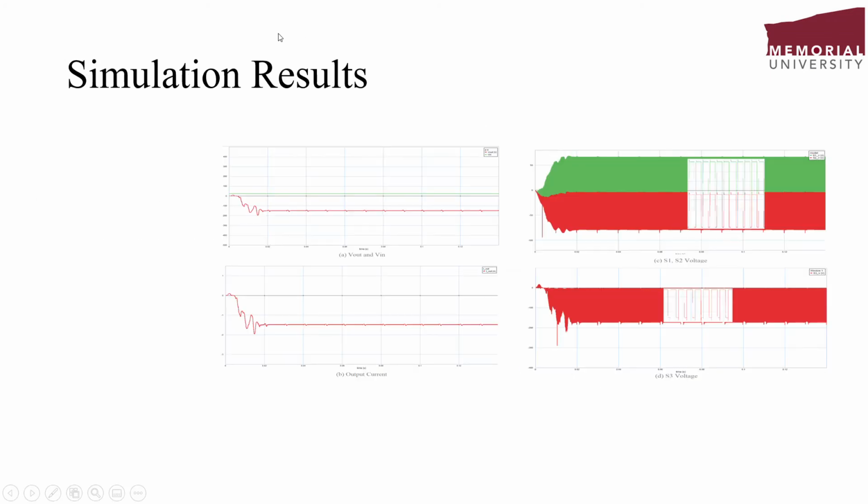Here we have the simulation results of this bond graph modeling. As you can see here, the details of the harmonics are really great. The output voltage is minus 150 while the input voltage is 24. Here we have the output currents. Here we have the S1, S2 drain source voltages, and here we have the S3 drain source voltage.